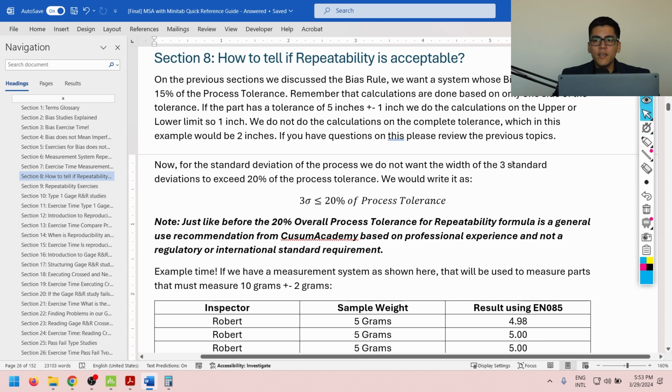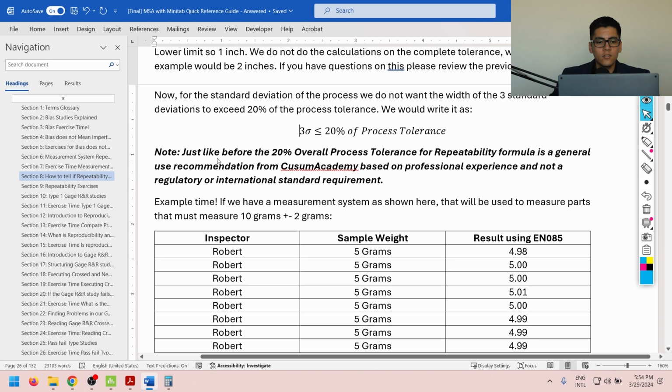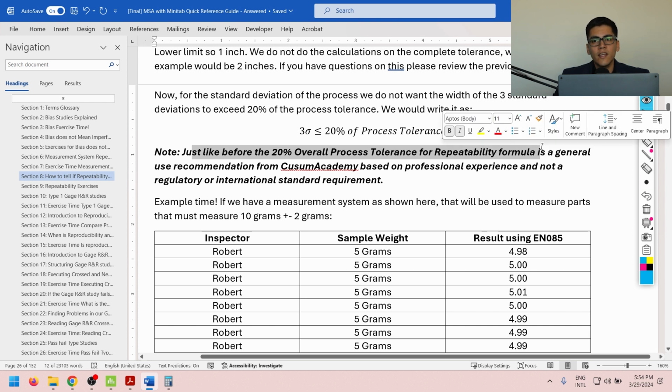Now, for the standard deviation of the process, we do not want the width of the 3 standard deviations to exceed 20% of the process tolerance. We would write it as: 3 sigma needs to be less than or equal to 20% of the complete process tolerance. Note, just like before, the 20% overall process tolerance for repeatability formula is a general use recommendation from Kusum Academy based on professional experience and not a regulatory or international standard requirement.